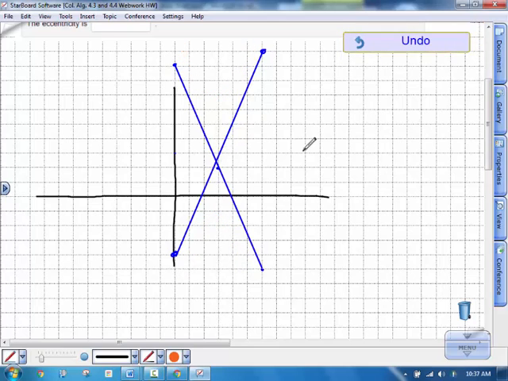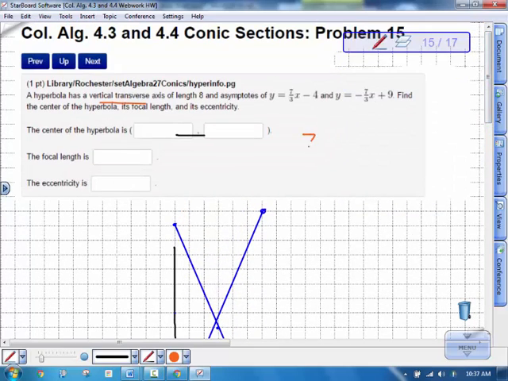We can find the center just by finding the intersection of these 2 lines. That's pretty easy. So just set these 2 equal to one another and solve. Now, unfortunately, I get a really ugly number here, a fraction, which I know we're not comfortable with fractions, but that's okay.